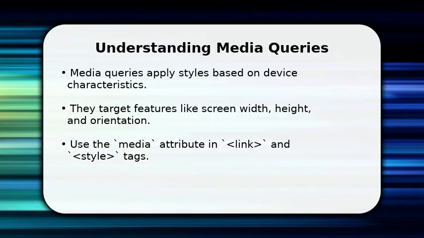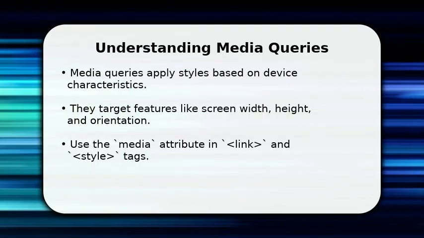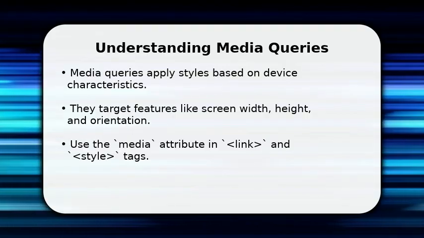In this video, I will explain how to use the media attribute in HTML. This powerful attribute allows you to apply different styles based on the characteristics of the device viewing your web page. You can target features like screen width, height, and orientation, ensuring your content looks great on any device, from large monitors to small smartphones. It's essential for creating responsive web designs.